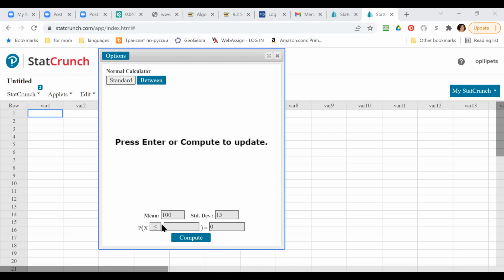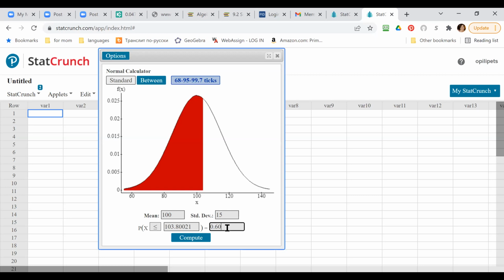In order to calculate those percentiles, again, we open our normal distribution calculator, and we're going to put in the mean of 100 and standard deviation of 15. And we're going to say that to the left of that variable X, we're going to have 60%. So we're selecting the sign less or equals. Again, the percentage goes into this field right here, and the percentage converted to the probability is 0.60. And that gives us the IQ score of 103.8 approximately.